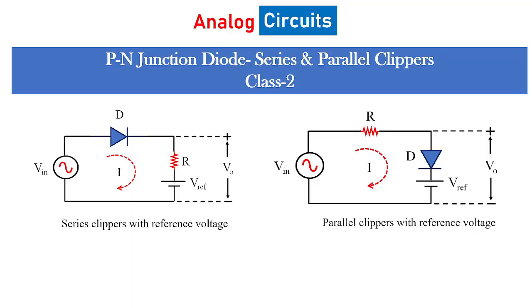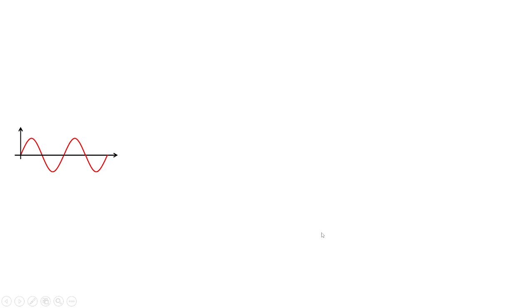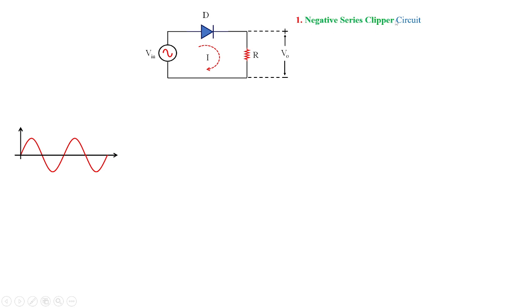Hi, welcome to a new session of analog circuits. In today's class, we are going to see the application of the PN junction diode in the form of series clippers and parallel clippers. In our class 1 under clipping circuits, we have seen the negative series clipper circuit whose output is in this fashion.